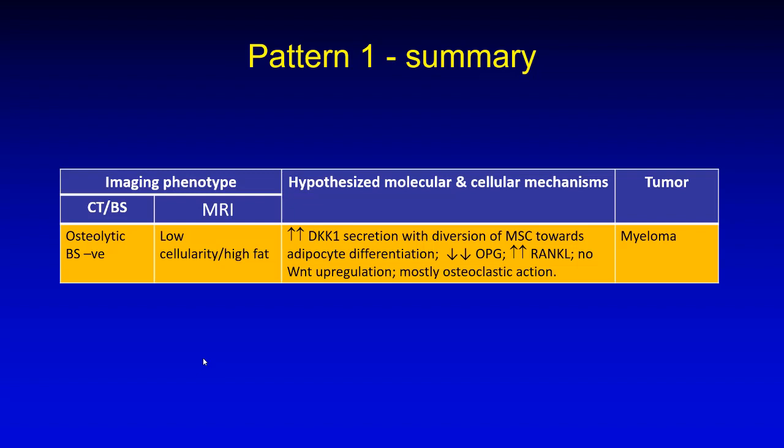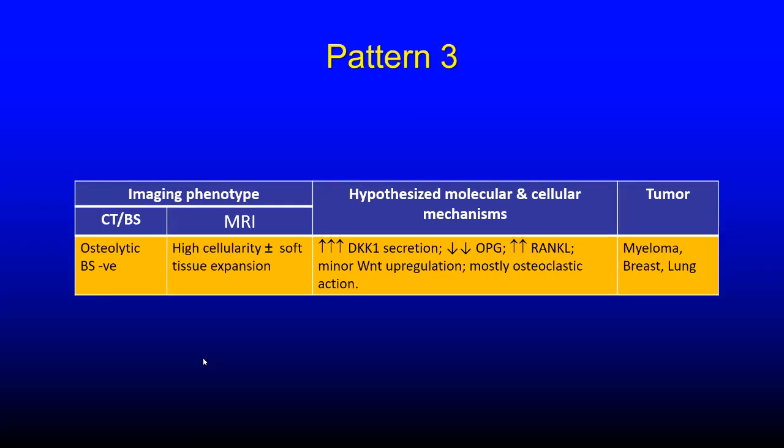So the summary is, pattern 1 is because the Wnt pathway is blocked. The DKK1 is pushing everything towards osteolysis, and you get fat deposition because the mesenchymal stem cells are differentiating into adipocytes, and the adipocytes are there forever and will continue to block the Wnt pathway even when the myeloma cells are gone. That's why that happens. Okay, pattern 1. Let's talk about pattern 3.